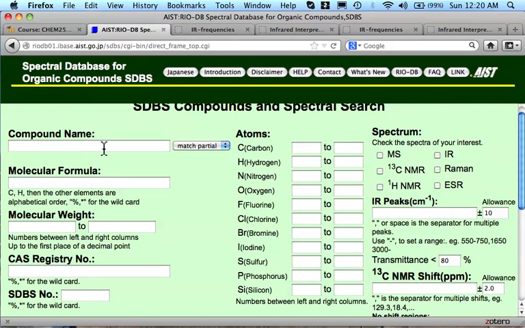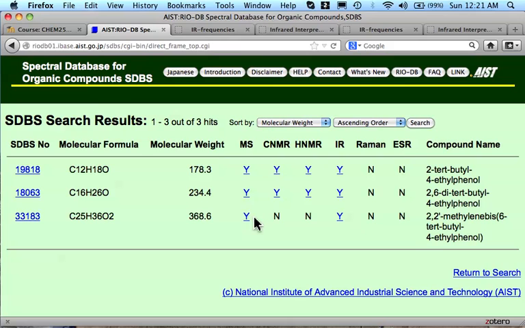What you can do is search by compound name, molecular formula, and all other sorts of things, like whether it has an IR peak in a certain place or whether it has certain numbers of atoms, etc. So in our particular case, let's say we were going to look at 4-ethylphenol. Let's go ahead and put that in. We'll hit return, it'll do a search, and return these compounds.